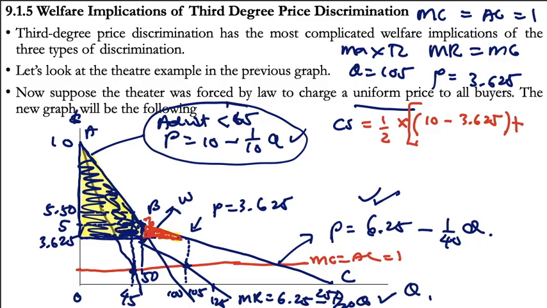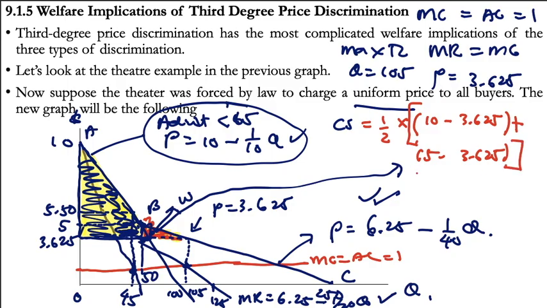Let me use a different color. This distance, okay, it's actually the second one here. It's actually 5 minus 3.625. Let me use a red pen so that you are not confused. So plus the top distance here, which is 5 minus 3.625. Then close it, and then multiply by quantity 50. Okay, so that's the blue shaded area.